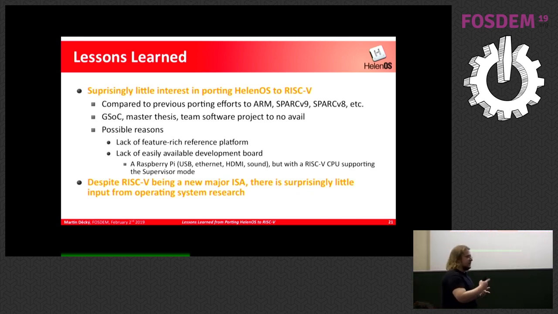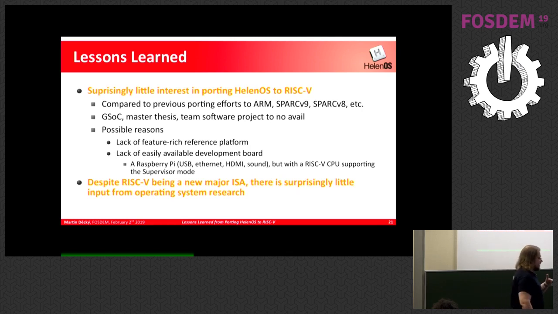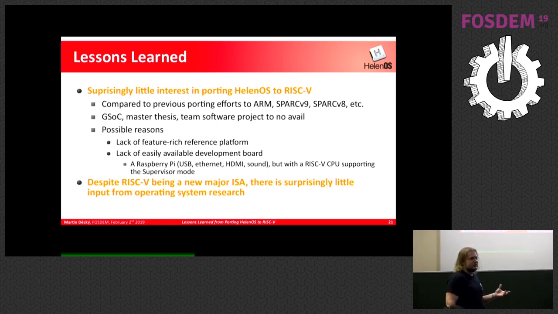First, like I've already said, there is still no nice reference platform that would provide interesting features, more interesting than a serial console. Obviously, people nowadays are not interested in seeing Hello World from a serial console. They want to have HDMI, they want to have USB, they want to have networking, stuff like that. And that would be easier to achieve if there were an easily accessible development board that would provide those features. So something like a Raspberry Pi for RISC-V with a powerful enough RISC-V CPU supporting the supervisor mode and for a reasonable price. Yes, of course, you can have a SiFive board for $1,000, but that's too expensive.